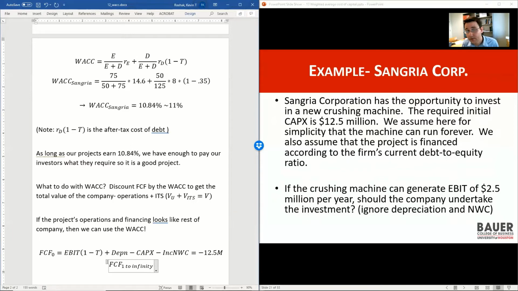From time 1 to infinity, we have this perpetuity, this EBIT of 2.5. Now that's not the free cash flow. We have to multiply that by 1 minus our tax rate, which was given above at 35%. We're going to ignore depreciation. We're going to ignore CapEx and net working capital going forward. So all we have is 1.625 in free cash flows in perpetuity.